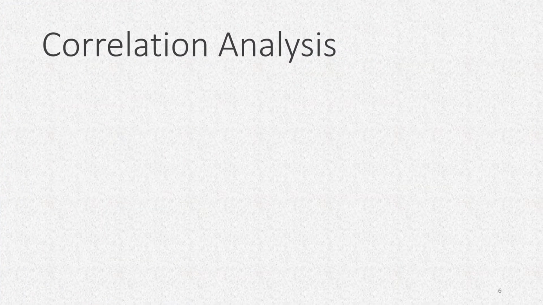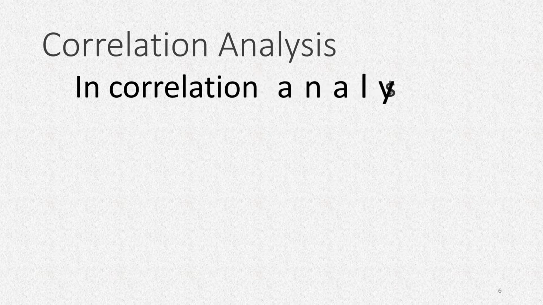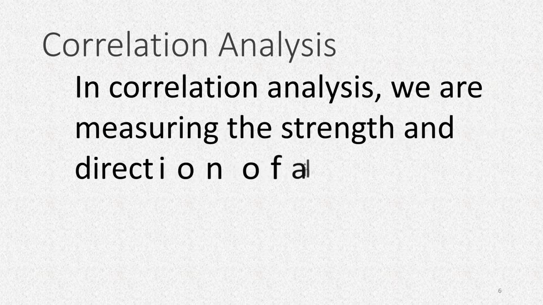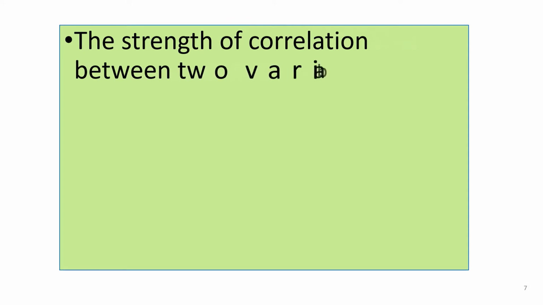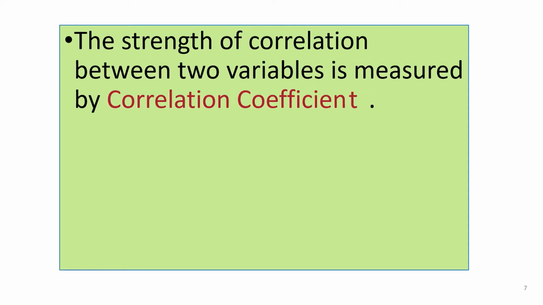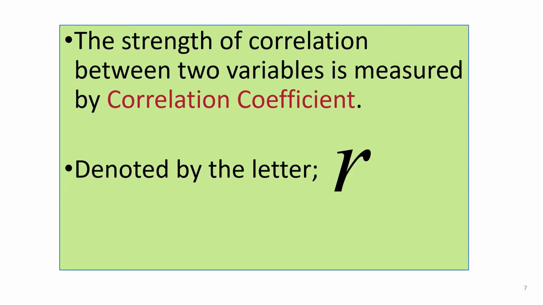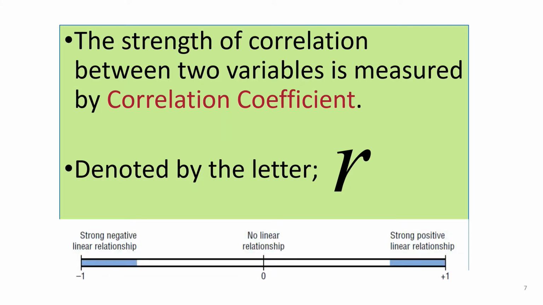This is correlation analysis. In correlation analysis, we are measuring the strength and direction of a linear relationship between two variables. The strength of correlation between two variables is measured by the correlation coefficient denoted by R. R ranges from -1 to +1.